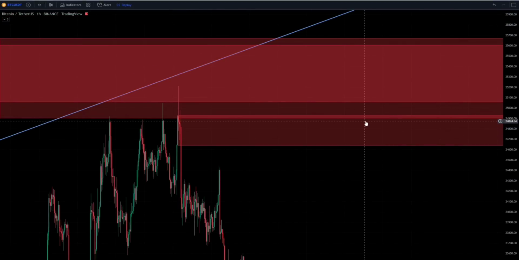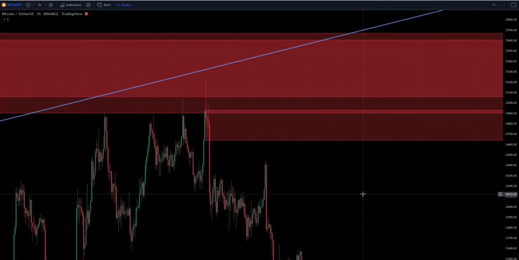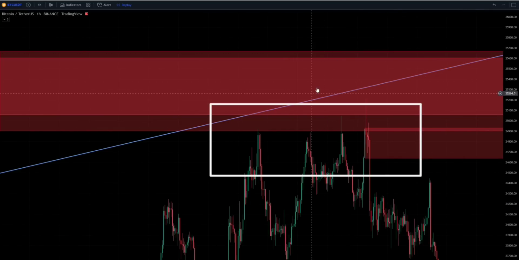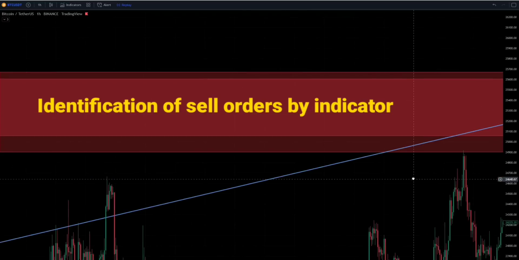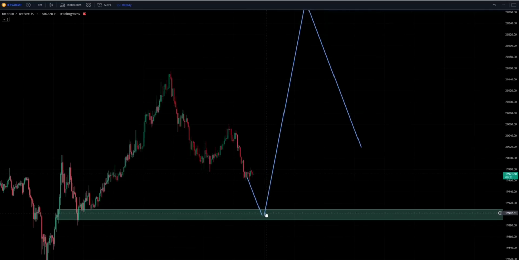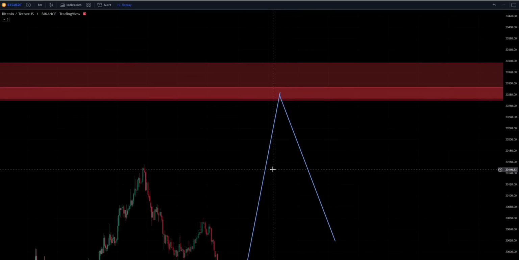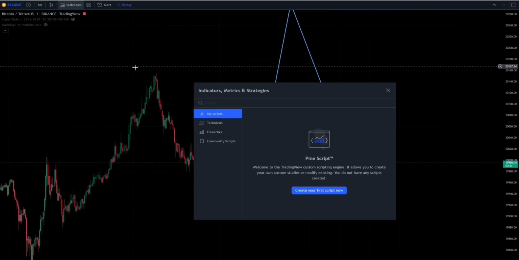Let me show you this process in the Bitcoin chart. Why do you think the price of Bitcoin couldn't pass 25K? Because here the whales had set up sell orders and here was the supply zone. So the price decreased after reaching this zone, and this order block indicator has already found this zone. The best position to buy Bitcoin is right here, and the best position to sell Bitcoin is here, that the indicator has already distinguished. Let me show you the indicator that I used in this strategy.